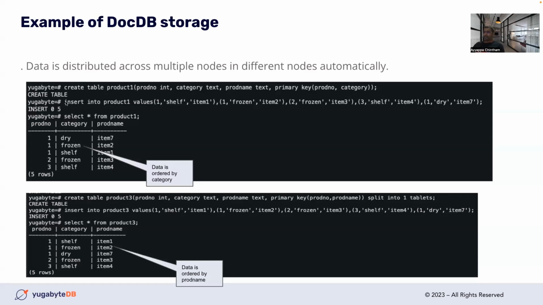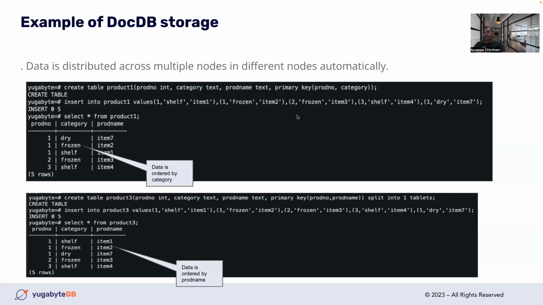So you can see that after inserting a sample record, when I select the data, in the first case where product number and category are used, by default Yugabyte uses the first column as the hash column, and the second column will be the clustering column, which is based on ascending or descending. By default it is, sorry, it is ascending.